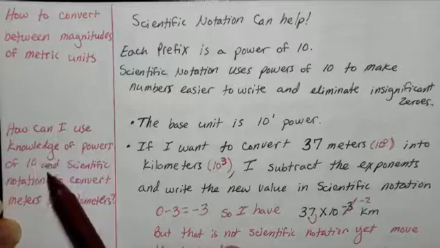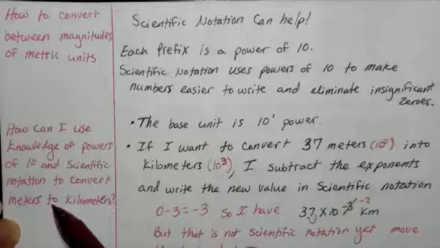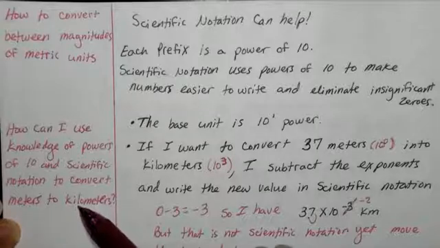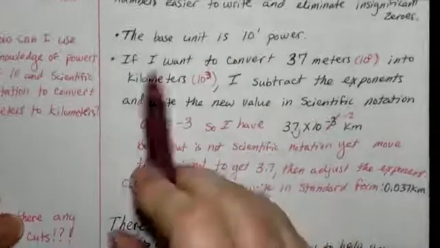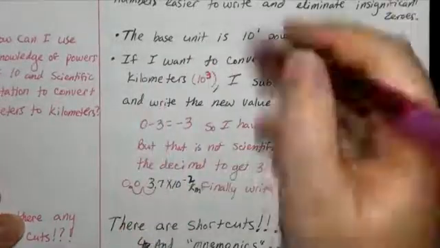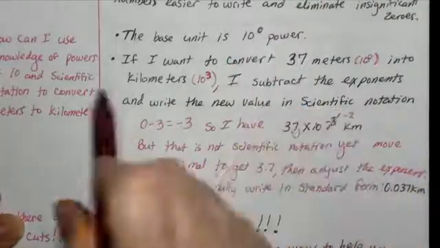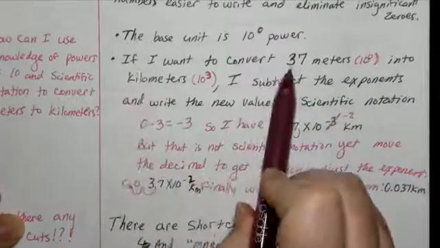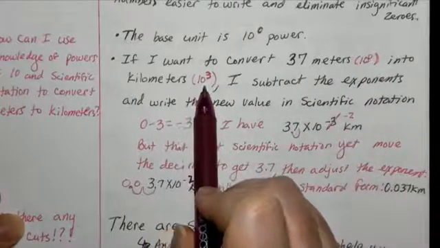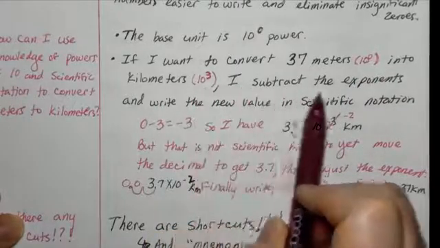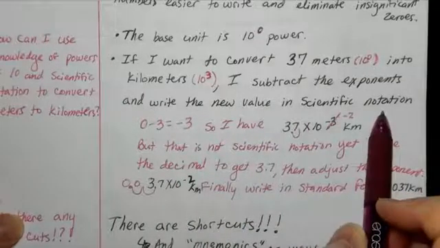How can I use knowledge of powers of 10 and scientific notation to convert meters into kilometers? Well, the base unit is 10 to the 0 power. If I want to convert 37 meters, 10 to the 0, into kilometers, 10 to the 3rd power, I subtract the exponents and write the new value in scientific notation.